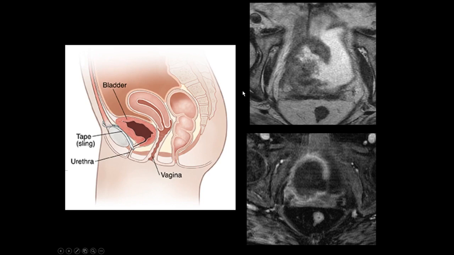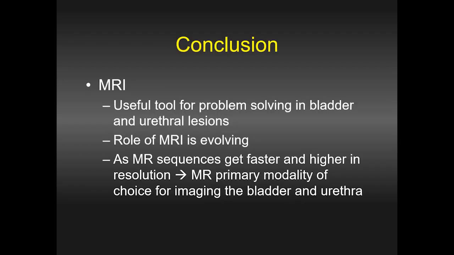So you have to keep in mind the findings of these pelvic augmentation procedures that are performed for incontinence. So I think in conclusion, I have shown you how MR can be a useful tool for problem solving in the bladder and urethral lesions. The role of MR is evolving, but we are increasingly seeing more and more volume in terms of assessing these two areas because they're relative blind spots, and MR is a useful complement to what the urologist looks for in terms of information to guide therapy.